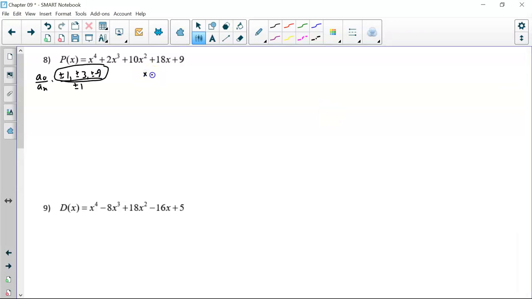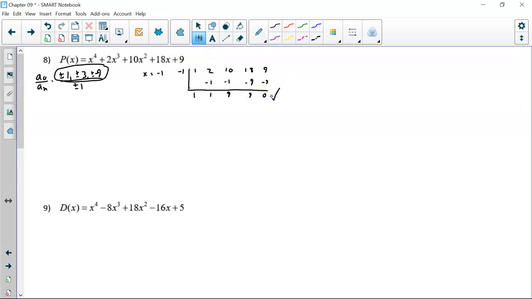So from the graph, I see that x equals negative 1. You only see that one x-intercept. So negative 1 goes on the outside, and on the inside, 1, 2, 10, 18, and 9. Bring down the 1, multiply, you get a negative 1, add, you get a 1. Multiply by negative 1, you get a negative 1, 9. Negative 1 times 9 is negative 9. Add, you get a 9. Multiply, you get a negative 9, and our remainder is 0.